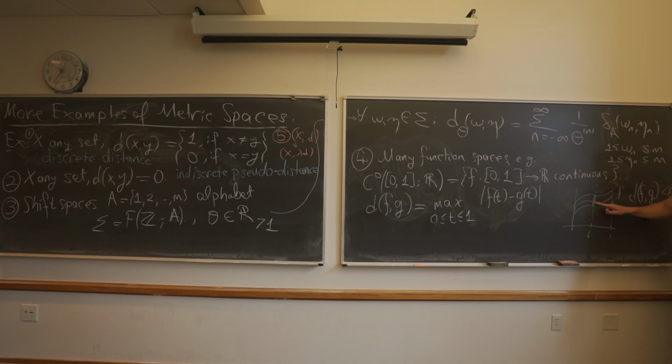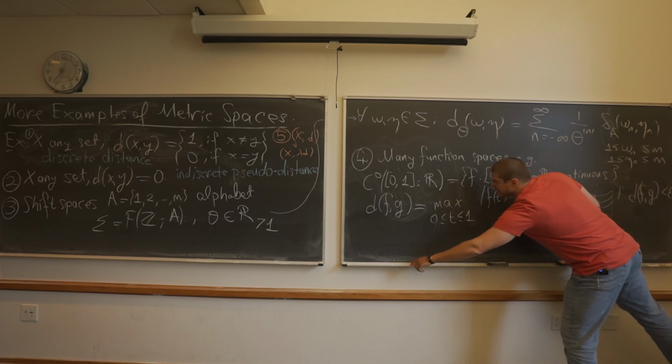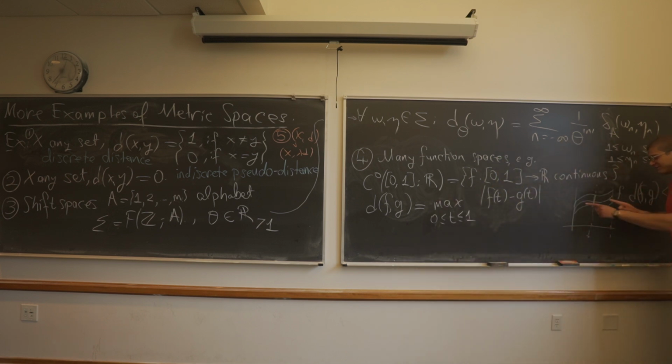So if this is f of t, this is f of t plus epsilon, and this is f of t minus epsilon. So what I'm saying is that in order for g to be epsilon close to f with respect to this metric, it must be the case that its graph is inside this strip. I don't know exactly where. Maybe it gets very close. But it doesn't go farther. That's what I'm saying. Okay. That's one way of thinking about this.